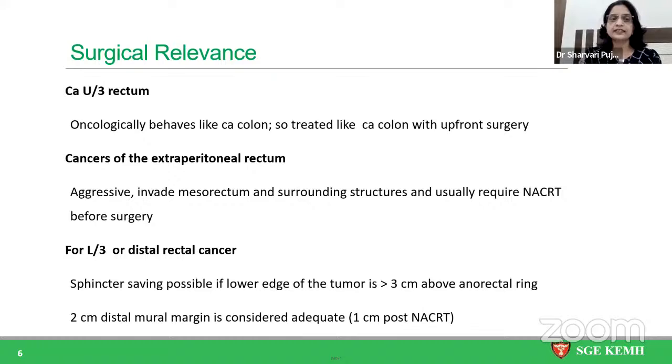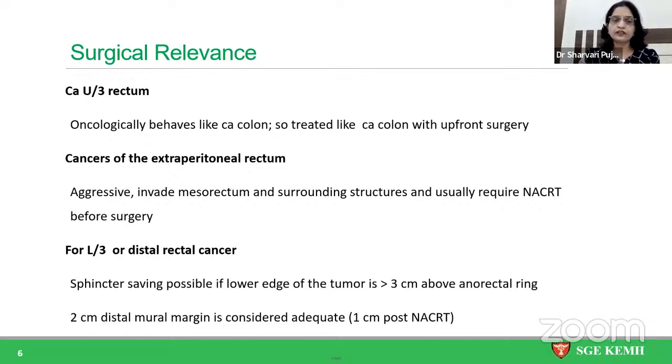When the cancer is in the extraperitoneal part of the rectum, however, because there is no peritoneal covering, the tumors tend to be more aggressive, invade the mesorectum more aggressively, and surrounding structures also. These tumors are bulky, and so these require neoadjuvant chemoradiotherapy in broad terms, which we will discuss later at various levels. But if it is below the level of peritoneal reflection, neoadjuvant chemoradiotherapy comes before the surgery when the management is considered.